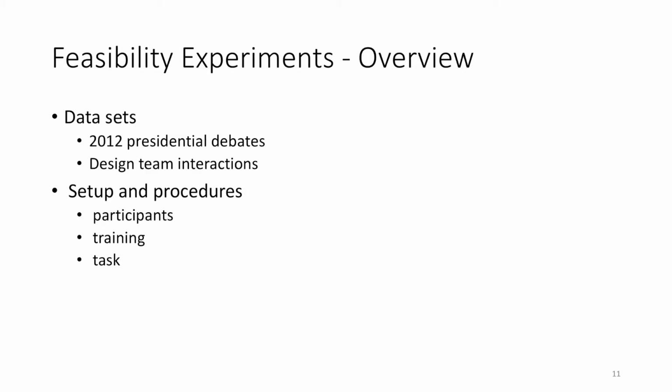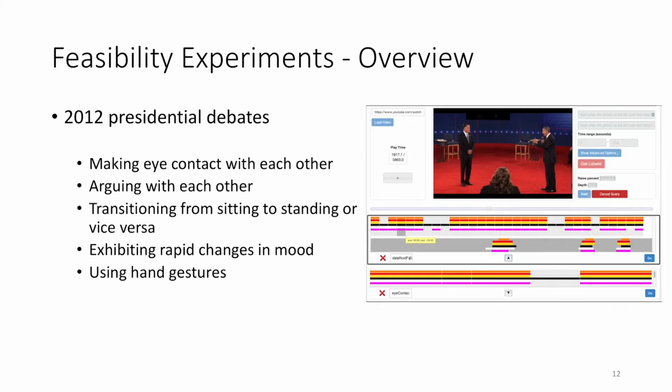So now I'm going to introduce a series of feasibility experiments to describe and validate the core features of Glance. For these experiments, video clips from two different datasets were used. The first one is the 2012 presidential debates. It's the first hour of video from the presidential town hall debates between Barack Obama and Mitt Romney.